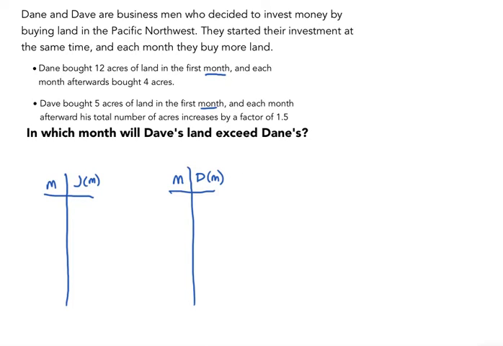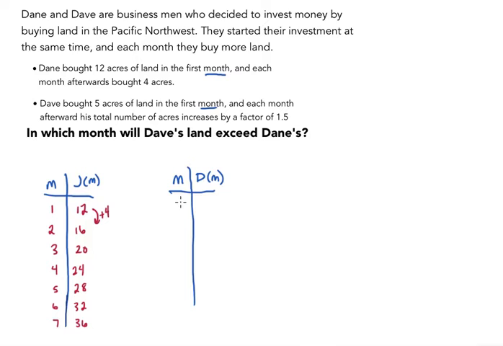Now, based on the information we know about Dane, in the first month, so in month one, Dane bought 12 acres. And each month afterwards bought 4 more. So in his second month, he bought 4, so he's up to 16. In the third month, he's up to 20. Fourth, 24. Fifth, 28. Sixth, 32. And in the seventh month, he's up to 36 acres of land.